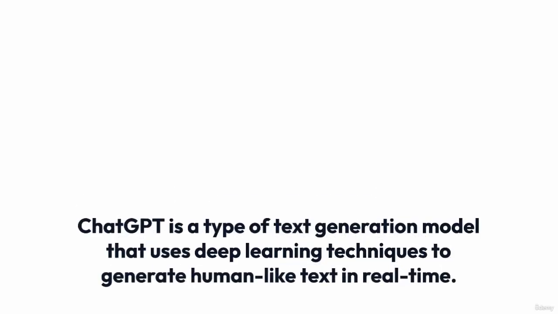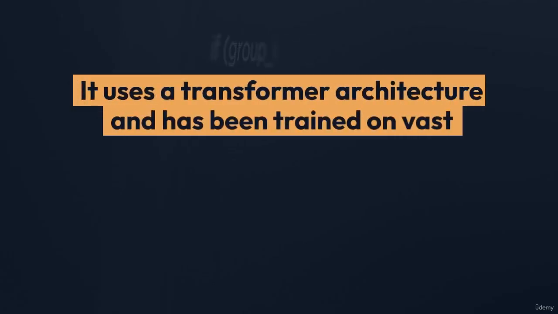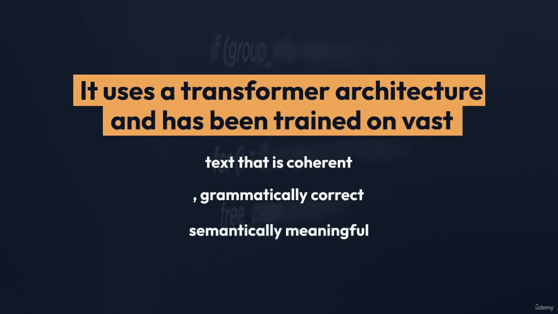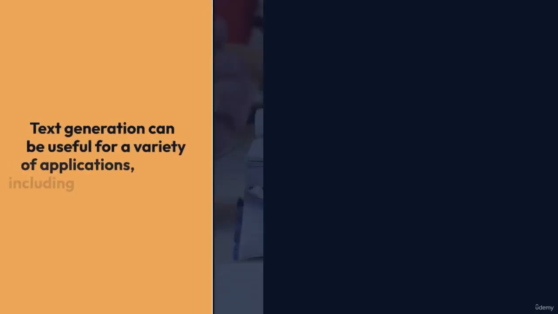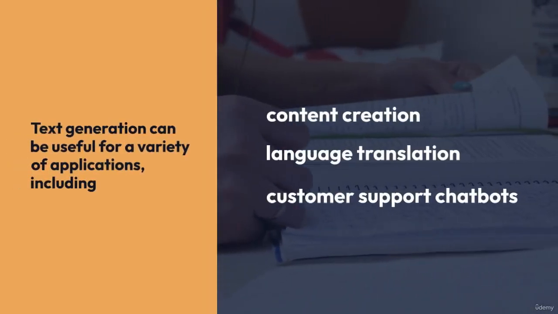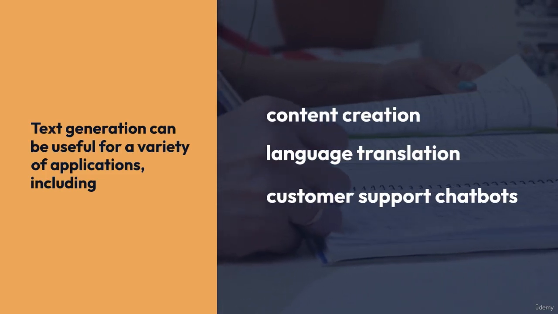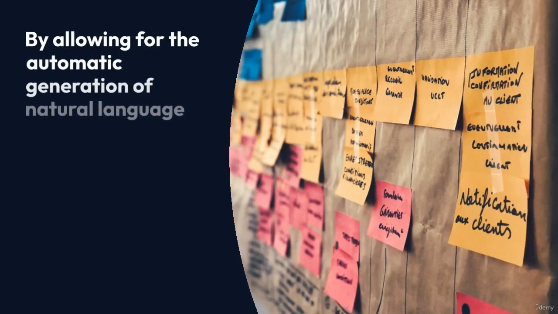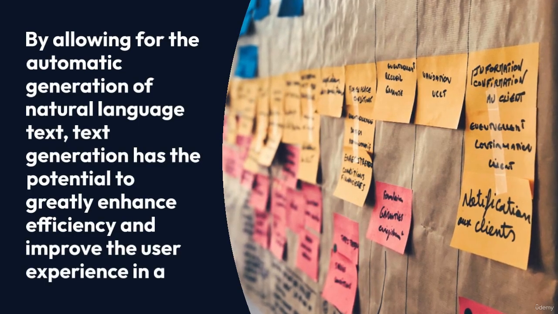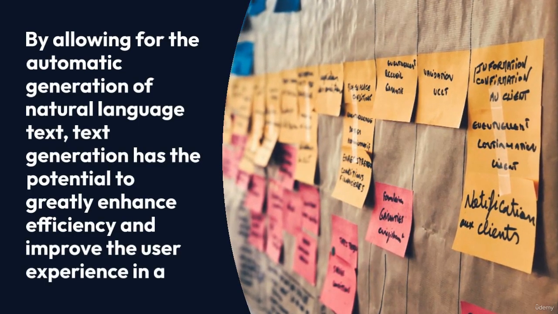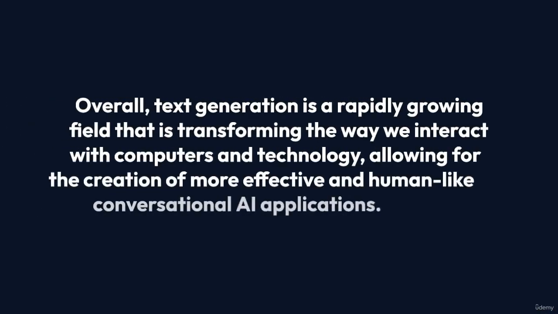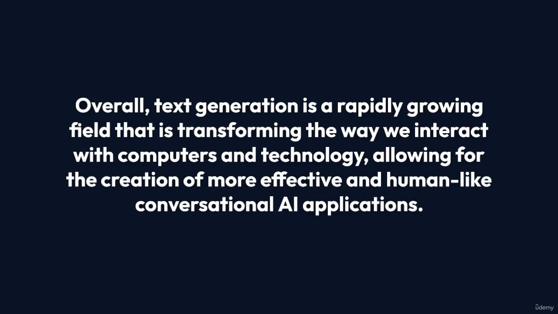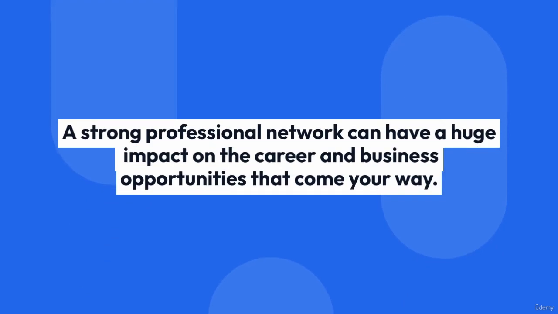It's a type of text generation model that uses deep learning techniques to generate human-like text in real time. It uses a transformer architecture and has been trained on vast text so that it is coherent, grammatical, and simple. So text generation can be useful for a variety of applications. Like we mentioned before, by allowing for automatic generation of natural text, it has really great potential growth in the next years. So as we see, text generation is a rapidly growing field that is transforming the way we interact.